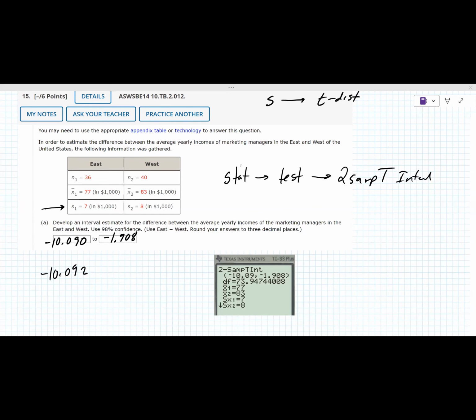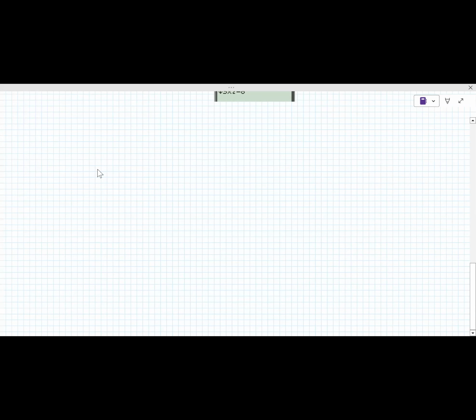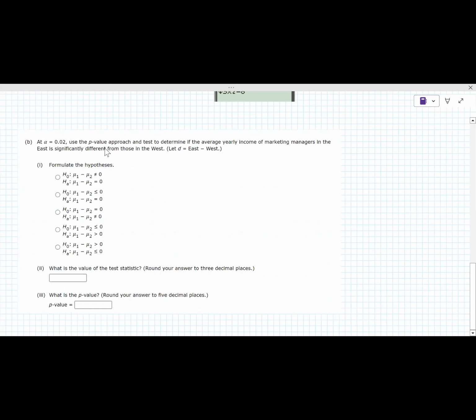Part B. There's 3 parts here. We'll snip in the first 3. All right, at alpha equals 0.02 with the p-value approach, we're going to do 2 things. We need to first determine the test statistic, and second, determine the p-value. And your calculator will do both of these things. There's not going to be anything by hand.